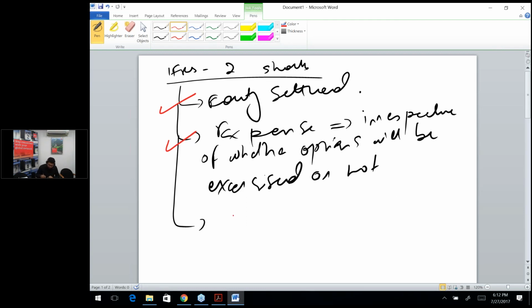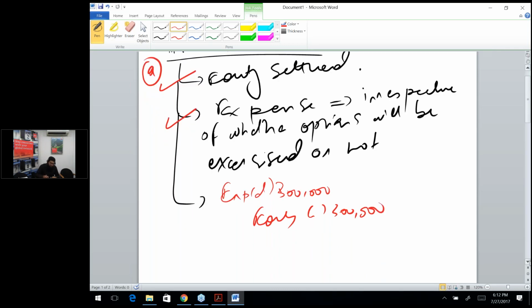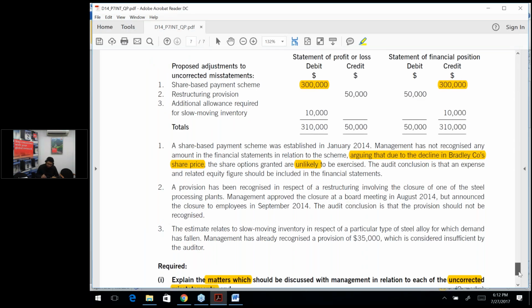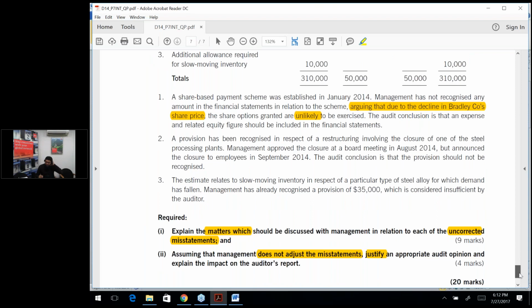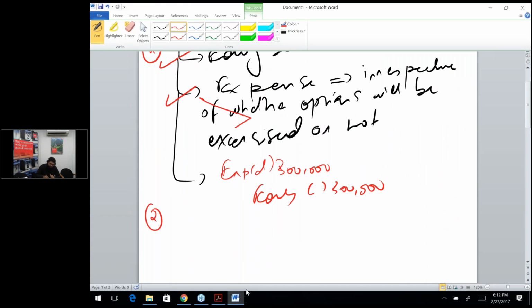So basically what the entity needs to do here is recognize the expense, debited by 300,000, and correspondingly equity credited by 300,000. So that is the answer to part A, the matters that need to be discussed with management. Number two, what is your requirement? Assuming that management does not adjust the misstatement, justify an appropriate audit opinion and explain the impact on the auditor's report. So now, if I say that the management does not make an adjustment, what am I going to do as an auditor?